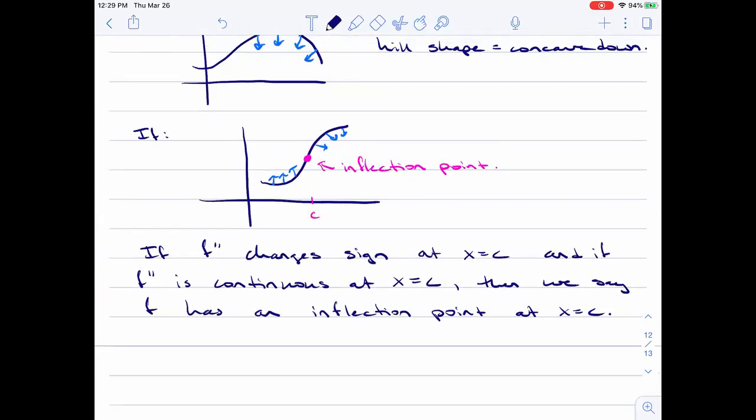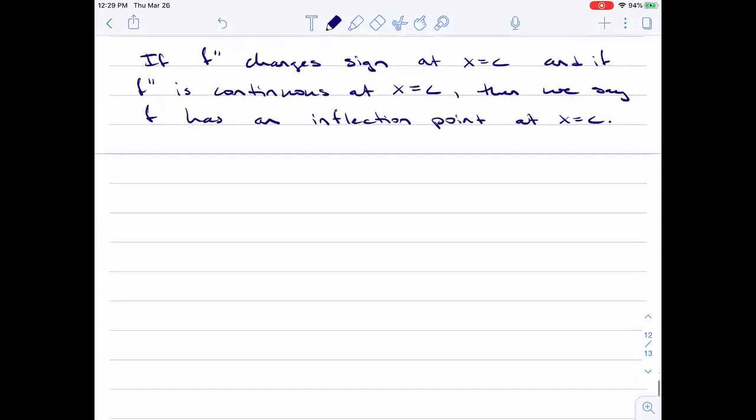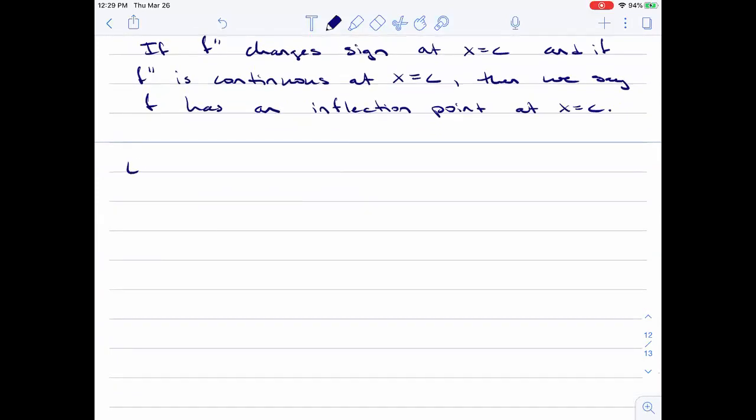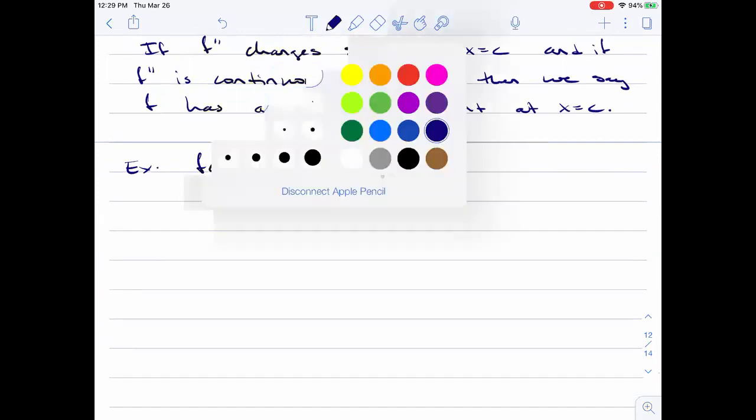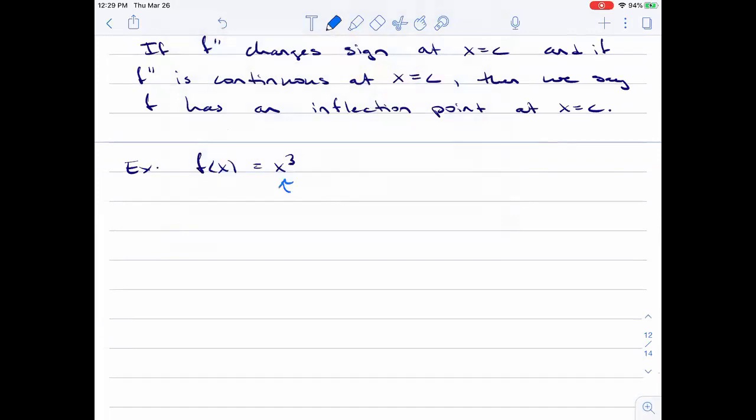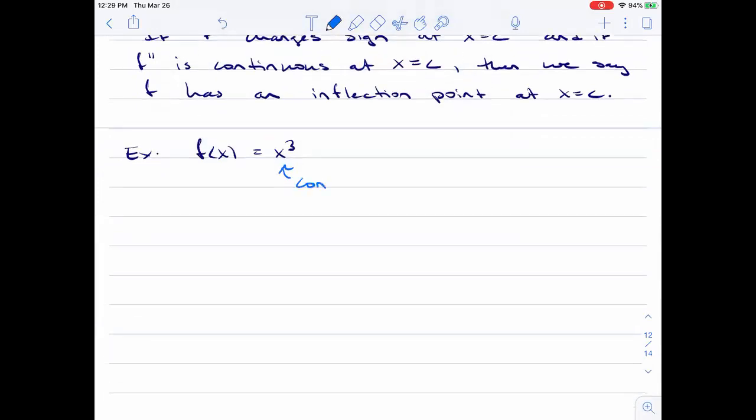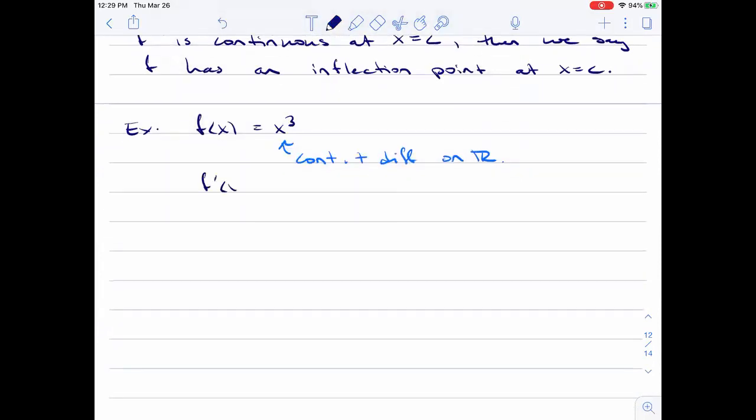So let's do an example. If we have f of x is x to the power of 3, we know that this is essentially a polynomial, but we also know that it's continuous and differentiable on the set of real numbers. We can also find the first derivative is 3x squared and the second derivative is 6x.